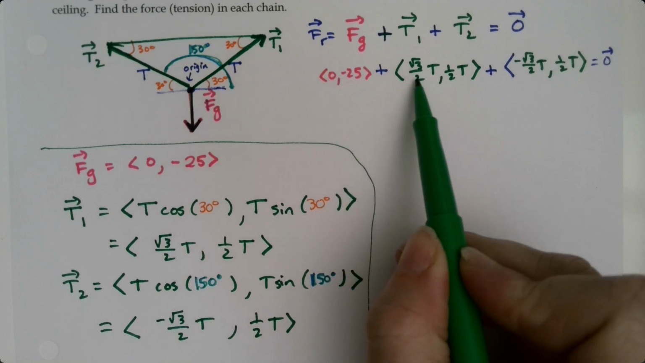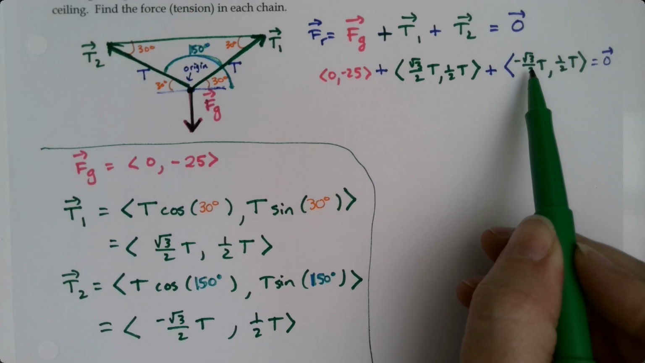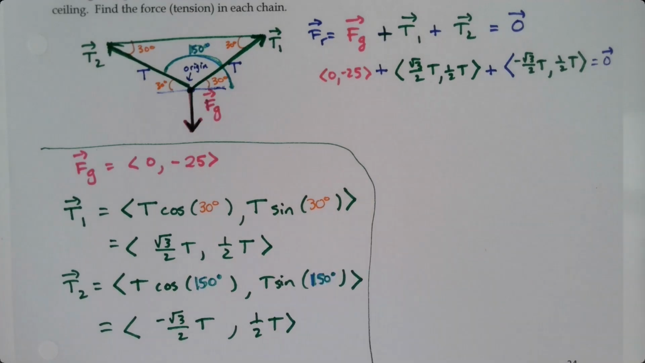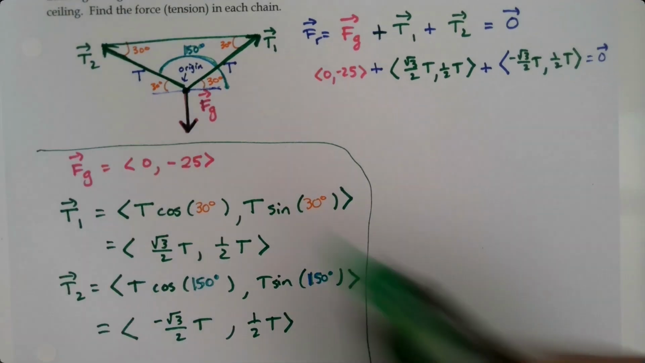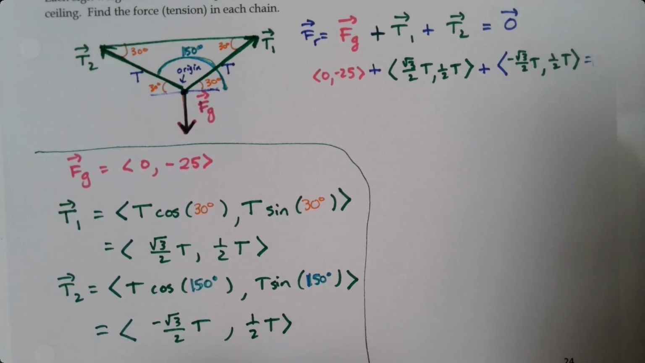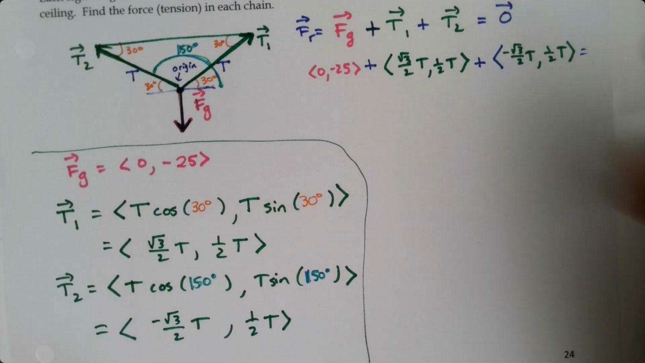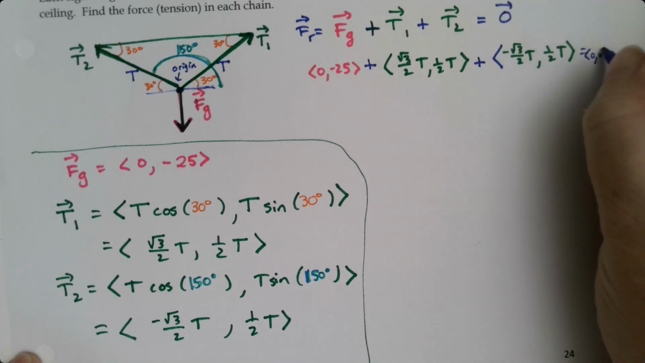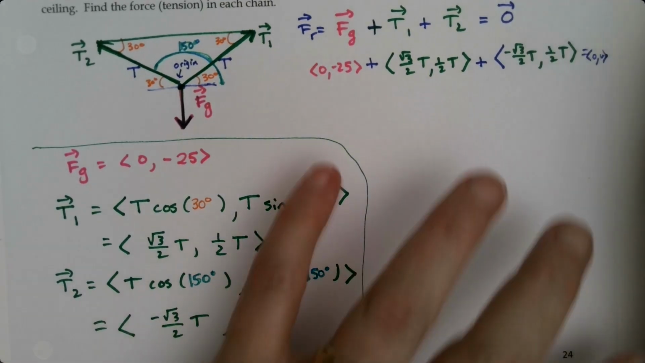0 plus the square root of 3 over 2 minus the square root of 3 over 2 has to be equal to 0. Here, actually, let me write the 0 vector just so you guys can see it. I think I can fit it in there real quick. The 0 vector is 0, 0.